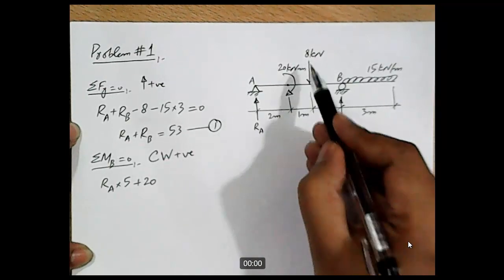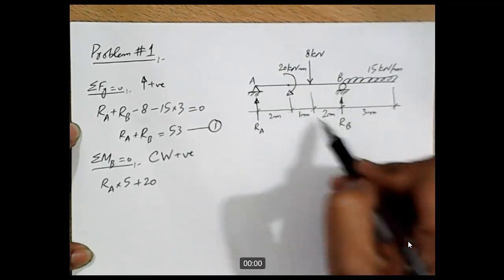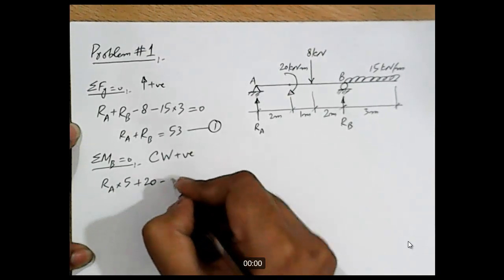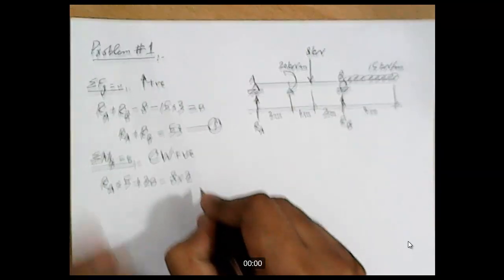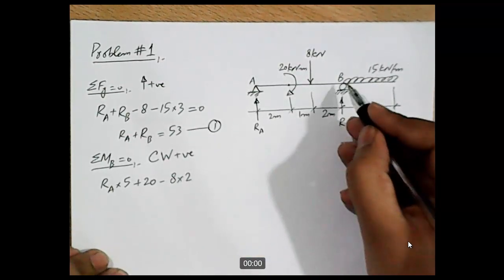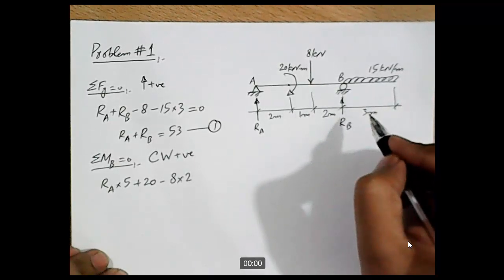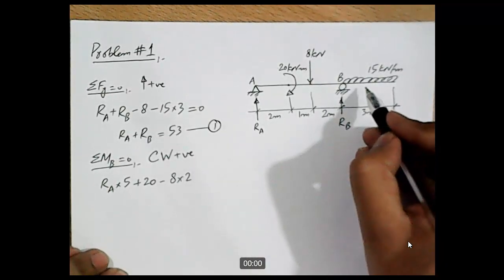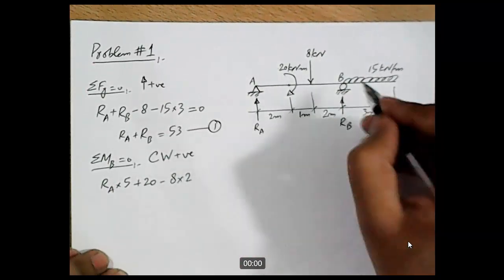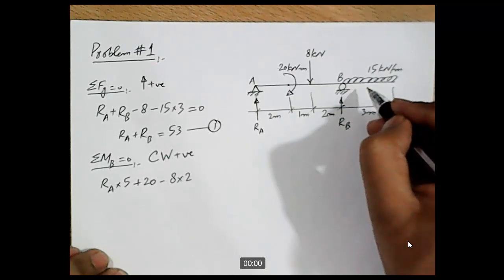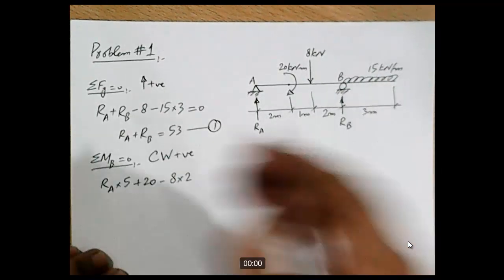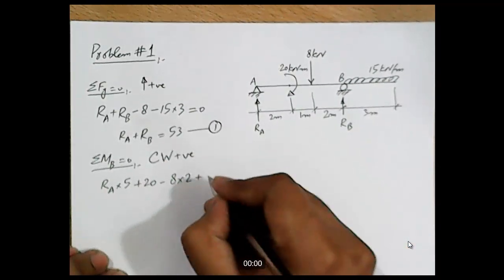And then we have this force 8 kilonewton. This force is producing moment in counterclockwise direction about point B. So we'll say minus 8 into 2, where 2 is the lever arm. Then we have this force RB. The reaction RB is passing through point B, so it will produce zero moment about point B. It will not appear in the equation. And then we have this UDL. 15 into 3 will be the magnitude of the UDL, and it is in clockwise direction about point B, so we should take it as positive.